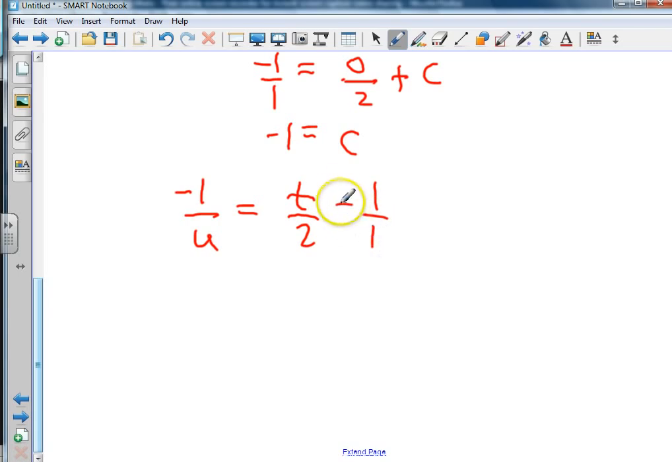But couldn't I actually add or subtract these two fractions? If it's not a fraction, you can always put it over 1, right? What's the common denominator now? 2. So multiply top and bottom by 2. So isn't this really t minus 2 over 2, which you can cross multiply?